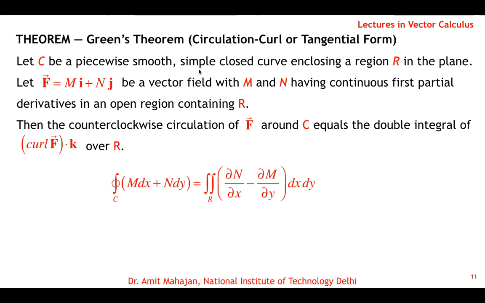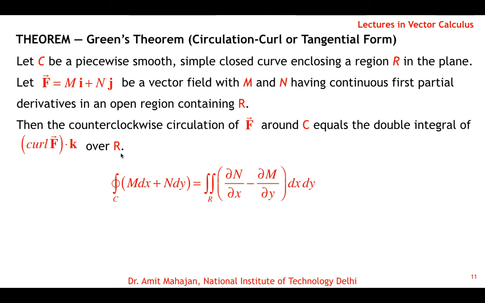So we will have a simple closed curve like a circle, triangle, rectangle, square, or any general shape where the curve does not cross itself and only meets at the end point. Now let F be a vector field with M and N components in the i and j directions, having continuous first partial derivatives in an open region containing R. Then the counterclockwise circulation of F around C equals the double integral of curl F dot k over the region R.